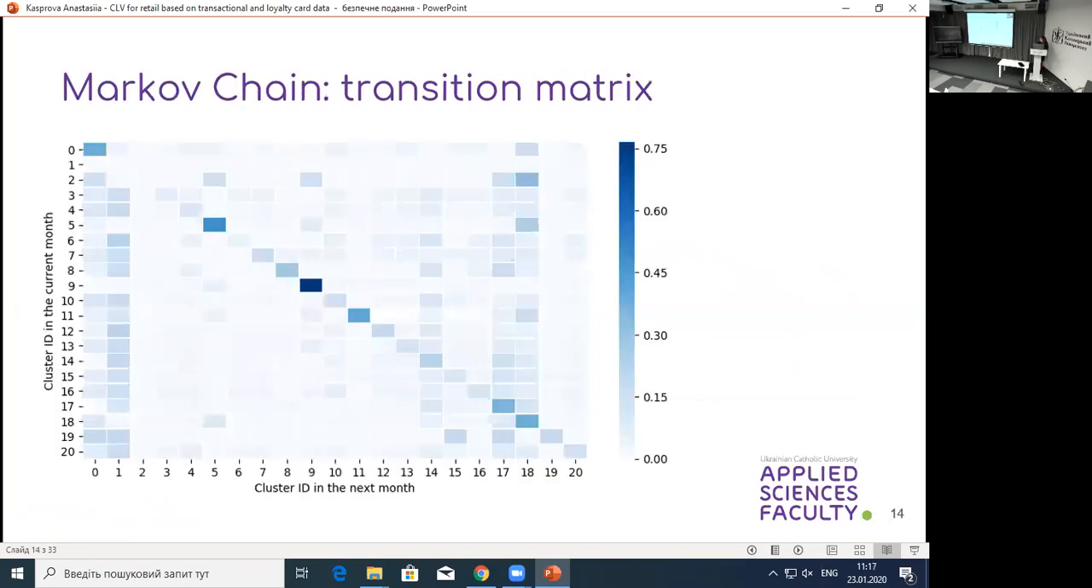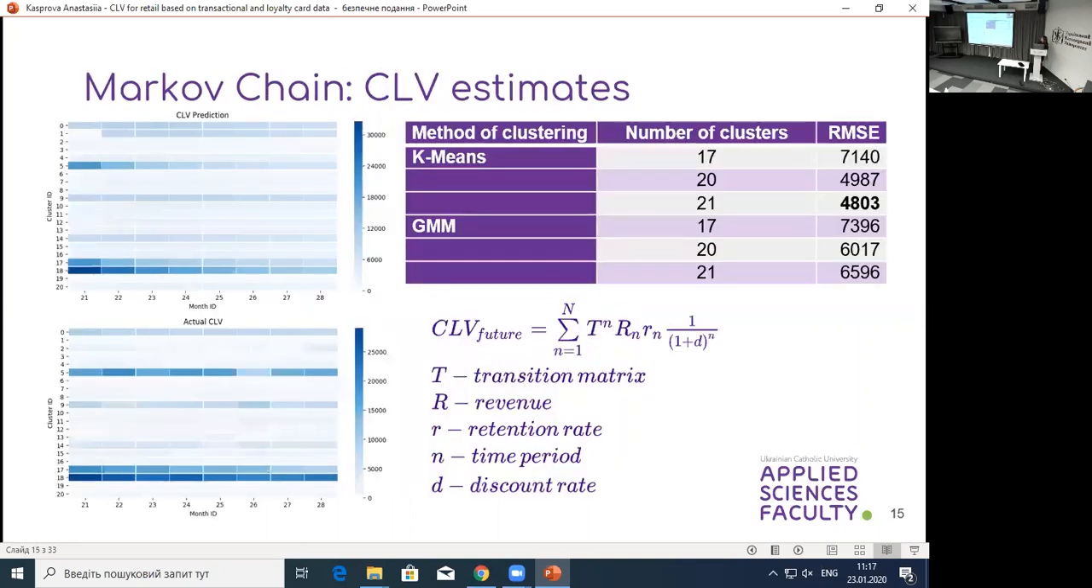We obtain the transition matrix, in which rows represent the current months and columns represent the next months. The deeper the color, the higher the probability that customers would move from one cluster to another. All right, so we obtained the transition matrix, we calculated average revenue per cluster and average retention rate per cluster, and we estimate the CLV for the next 8 months.